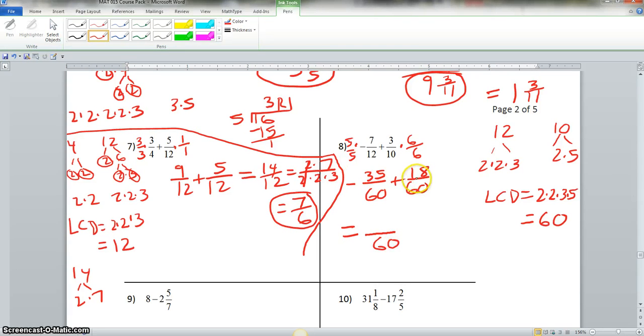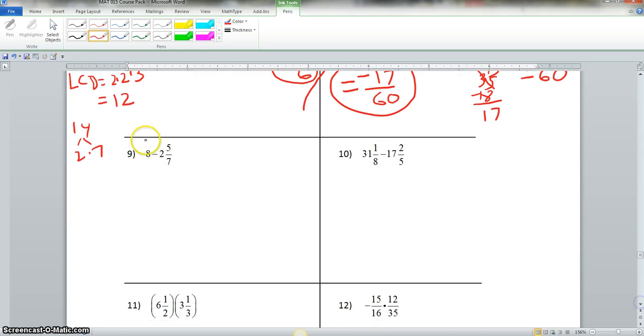Negative 35 plus 18. Now we know we're going to subtract. And because 35 is furthest away from 0, we know our answer is going to be negative. So we could go off to the side and take 35 minus 18. You know, this would be 2, this would be 15. 15 minus 8 is 7. 2 minus 1 is 1. So it'll be negative 17 over 60. And that's the final answer for that problem.